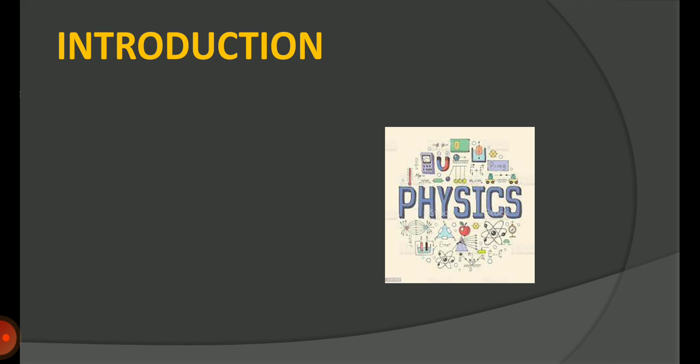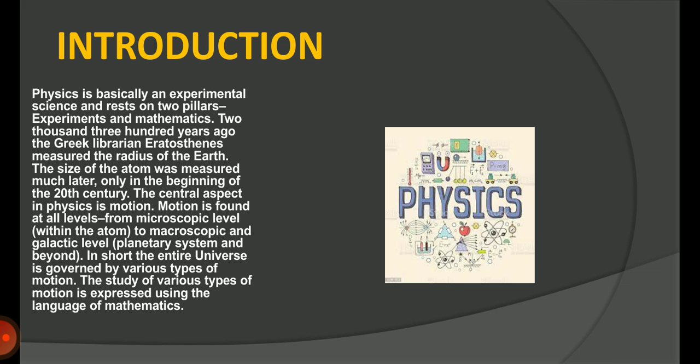Class 11th. Topic: Kinematics. Subject: Physics. Introduction. Physics is basically an experimental science and rests on two pillars: experiment and mathematics. 2000-3000 years ago, the Greek librarian Eratosthenes measured the radius of the earth. The size of the atom was measured much later, only in the beginning of the 20th century.